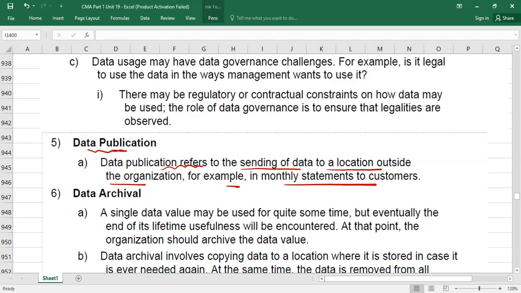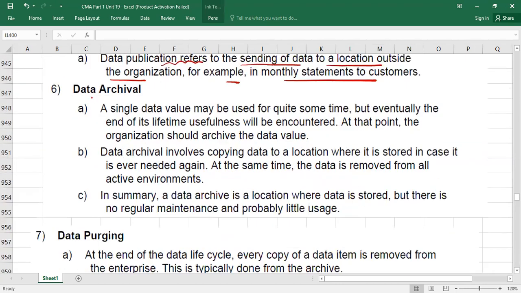Then we have data archival. Guys, to understand data archival, in emails, you have an archival function, right? You can archive certain emails. Please remember, this is the definition. Data archival involves copying data to a location where it is stored in case it is ever needed again. For example, in universities, they have an archival department.